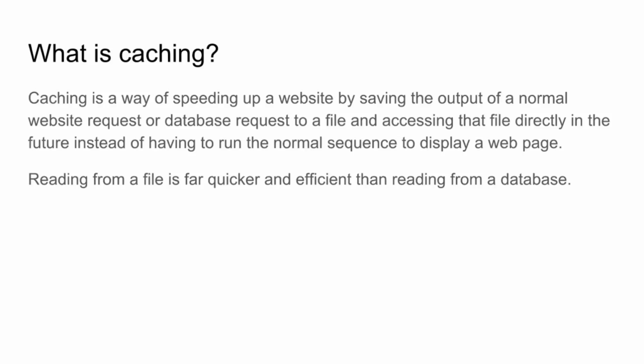So for example, when WordPress displays a page on a site, a number of calls to the database are created in order to fetch the relevant information and display that to the user. What caching does is it allows WordPress to do that for the first time, and then it saves that output to a file. Every page load of that specific page thereafter is then referenced from a file instead of WordPress having to make all those database calls again. Reading from a file is far quicker and efficient than reading from a database.